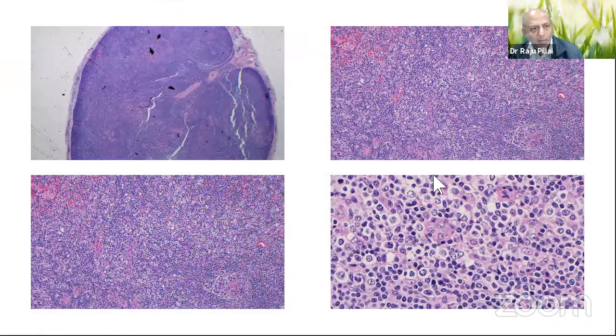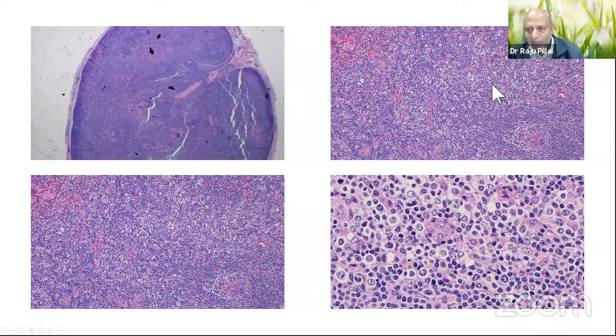On the top left, you can see a low power view. It's a relatively small lymph node. The capsule is kind of thick. There is some infiltration of the capsule. There are some small follicles, but otherwise the architecture seems effaced. And then there are these pink epithelioid histiocyte clusters.